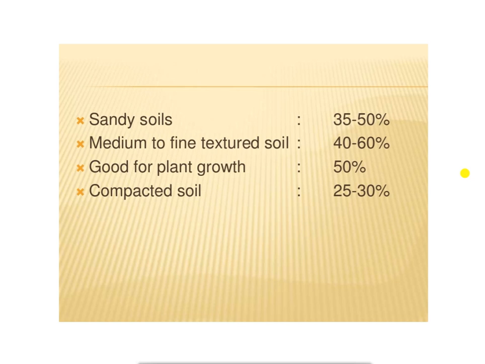Then the pore space or aeration percentage of different soils: sandy soils, 35 to 50%. Medium to fine textured soil, 40 to 60%. Good for plant growth, almost 50%. And compacted soil has a percentage of soil air of 25 to 30%.